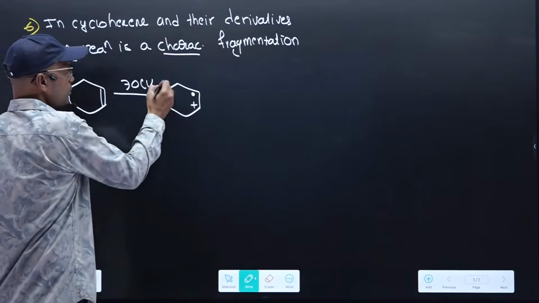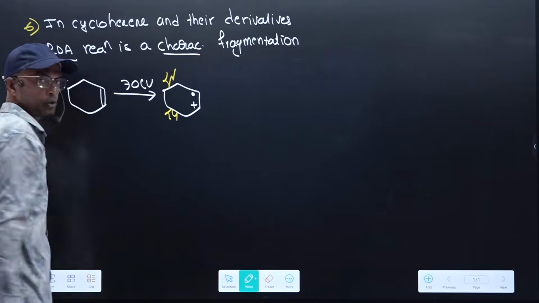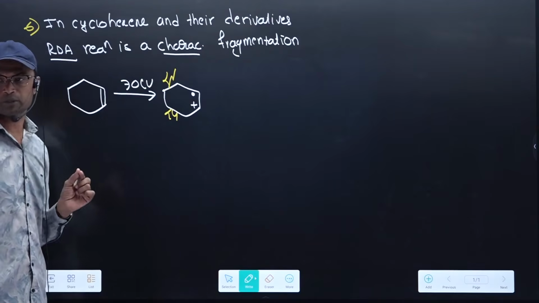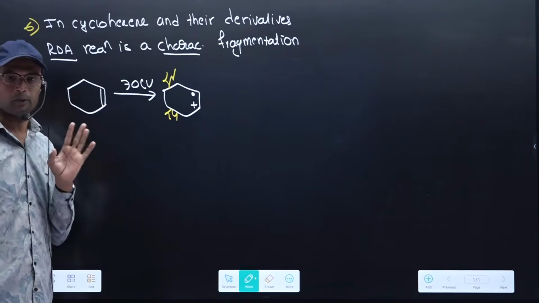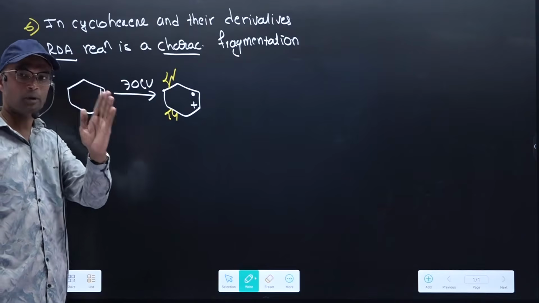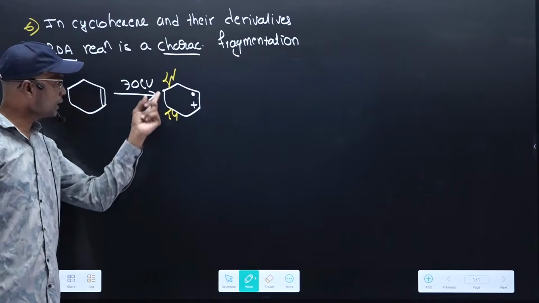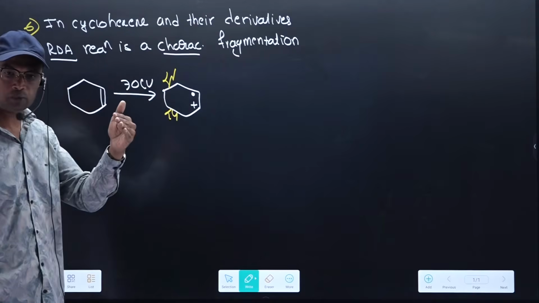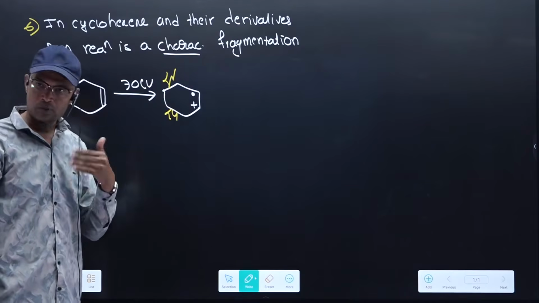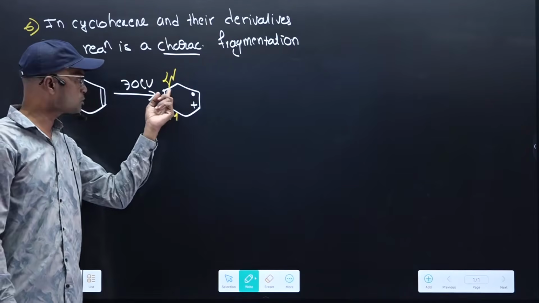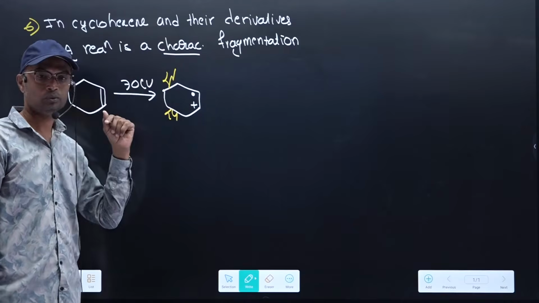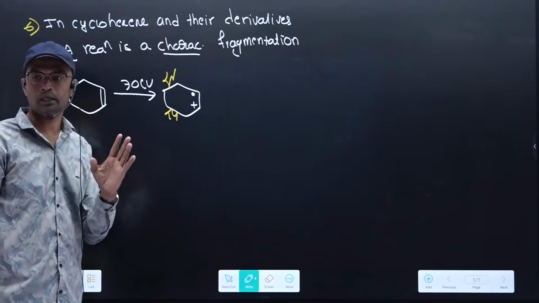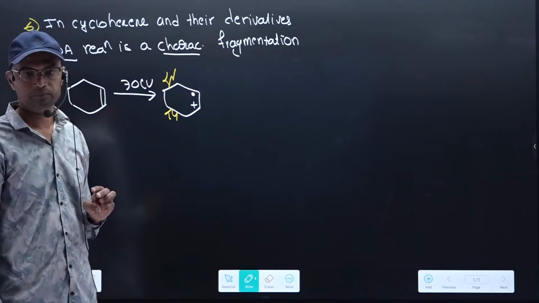Then multi-center fragmentation. Retro-Diels-Alder is a single step multi-center fragmentation. How many steps? One step only. Within one step we are breaking two centers at a time. Here I am breaking, here also I am breaking. It is not a successive fragmentation. What is the difference between successive and single step? Successive means step by step. First this bond is broken, next this bond. That is called successive. But this is not successive. It is multi-center single step fragmentation.